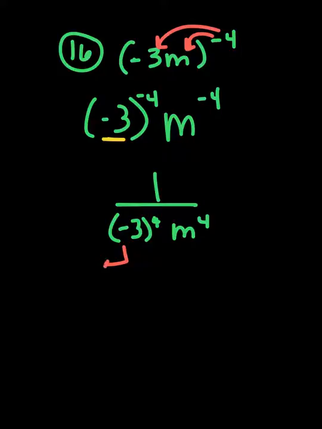-3 to the 4th is -3 times -3 times -3 times -3. That gives me a positive, and it's going to be 81. So the final answer will be 1 over positive 81 m to the 4th.